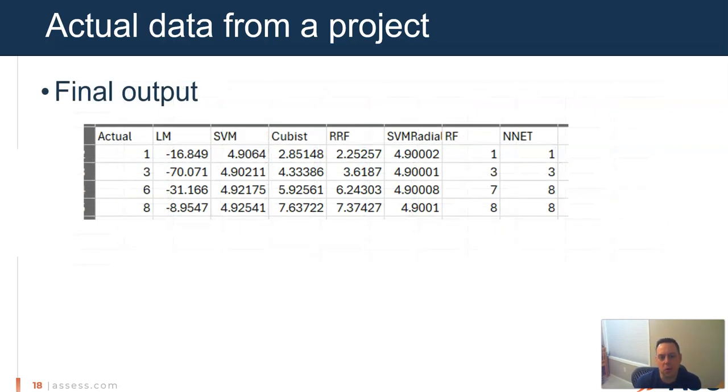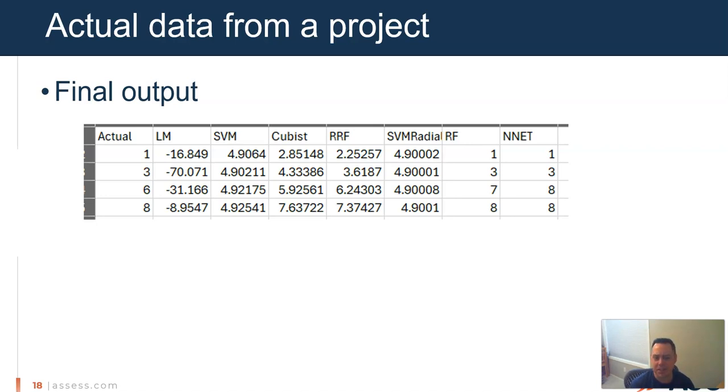So I ran this through different machine learning models. You can see we've got here a linear model, a support vector machine, cubist, randomized random forest, support vector machine radial, and random forest and neural net. So you can see in the first column, it's the actual student score, like we talked about before, and then the predicted values that go with these. So that linear model one there, you can see in terms of the order, it's kind of the same rank order, but the scores are totally off.